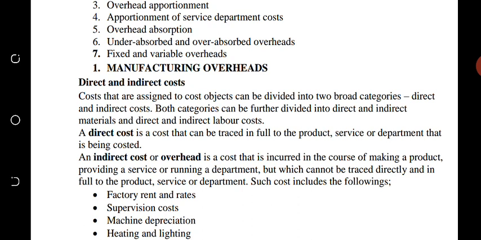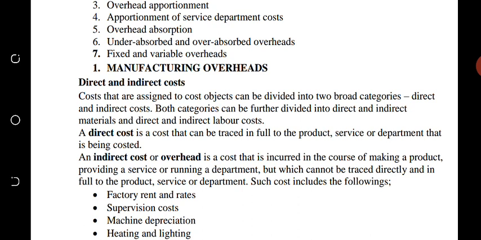Now, what is cost? Costs that are assigned to cost objects can be divided into two broad categories: direct and indirect costs. So when we want to produce a particular product, we have direct and indirect costs. Both categories can be further divided into direct and indirect materials and direct and indirect labor costs. So all these can be divided into direct material, direct labor, direct overhead, and indirect overhead.